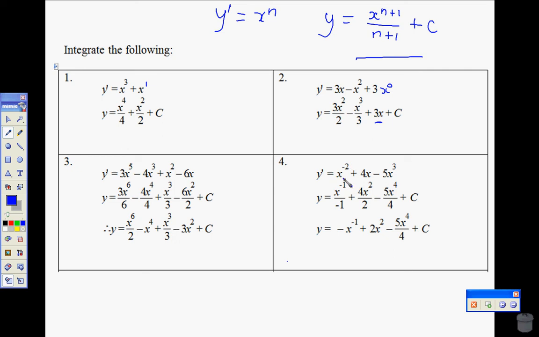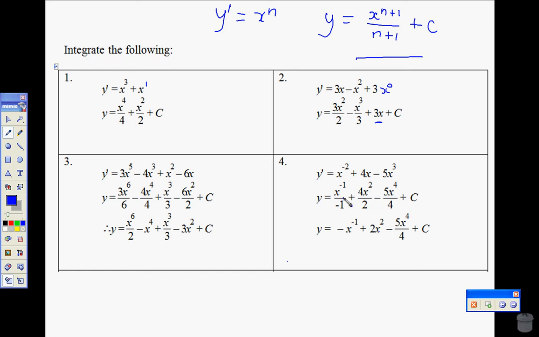Working with negative indices is not a problem, but what we've got to do is make sure we don't make simple errors. We're going to add 1 to the power and divide by the new power. So minus 2 plus 1 is minus 1, and that's going to be divided by minus 1. A common error I would see there is to put it as minus 3. People start to subtract instead of add, which is going to get it wrong. So be really careful when you've got the negative powers that you're adding 1 and not subtracting 1. 4x to the power of 1 becomes 4x squared over 2, and then it cleans up.